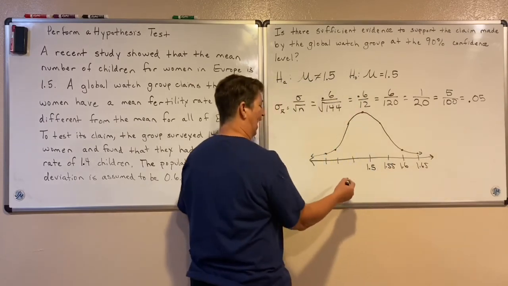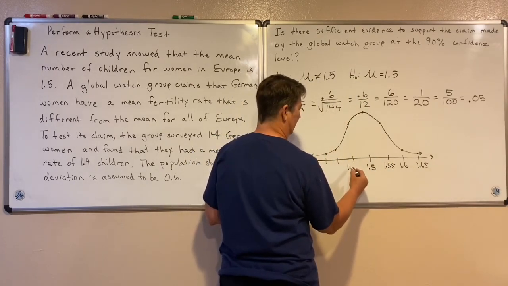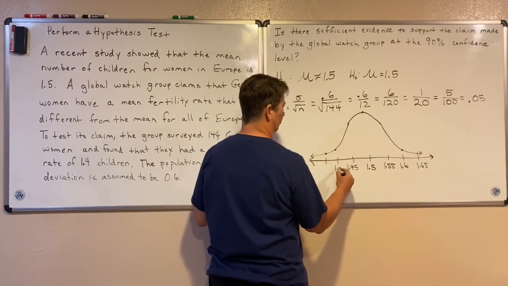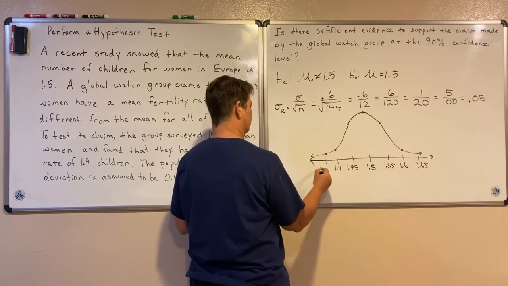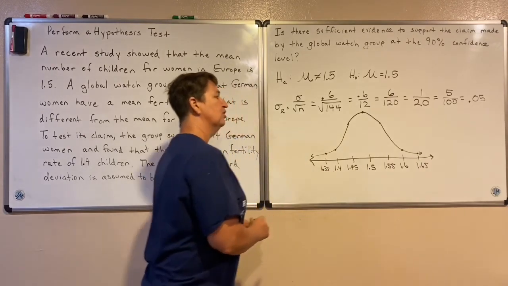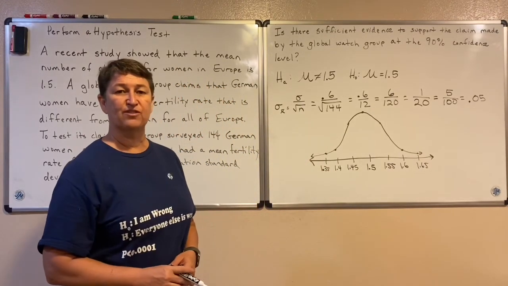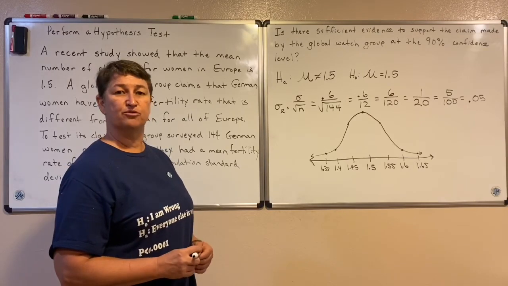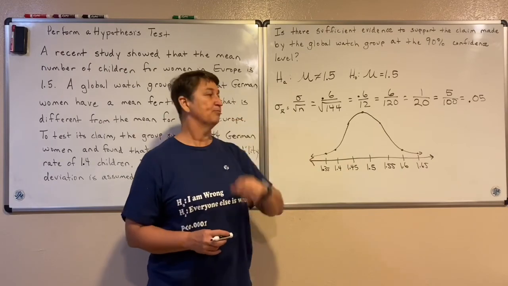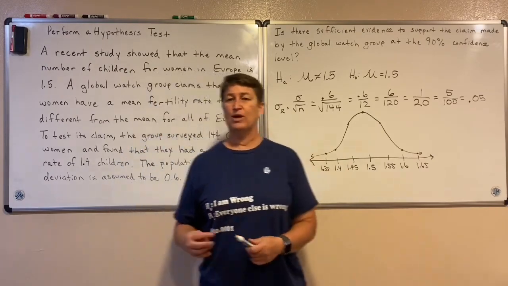I'm going to subtract, so down 1 standard deviation is at 1 and 45/100ths. Subtract again and we're at 1.4. Subtract that 5/100ths again and we're at 1.35, about 3 standard deviations. So this is the normal distribution that sample statistic is going to belong to. It's a sampling distribution.